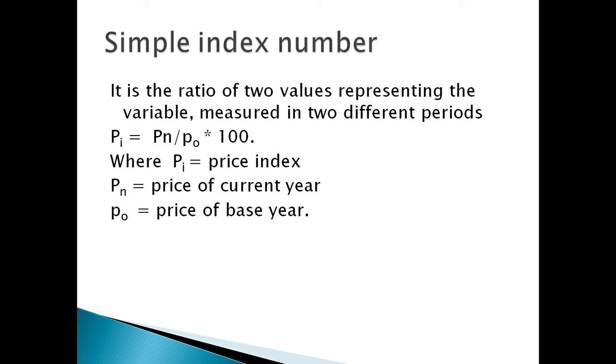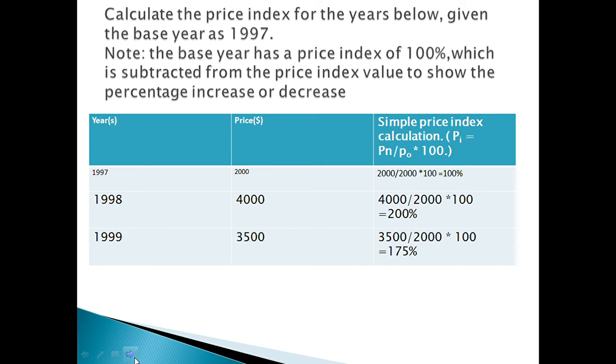The base year is usually the one we are comparing, and most times it is going to be given in the question, and if you are not given, it is expected to be the first year. Now, multiplied by 100. Now, we're going to take a look at an example, and we say calculate the price index for the years below, given the base year as 1997. Let's take note of the key points. We have the base year, which is 1997. Now, we have another instruction.